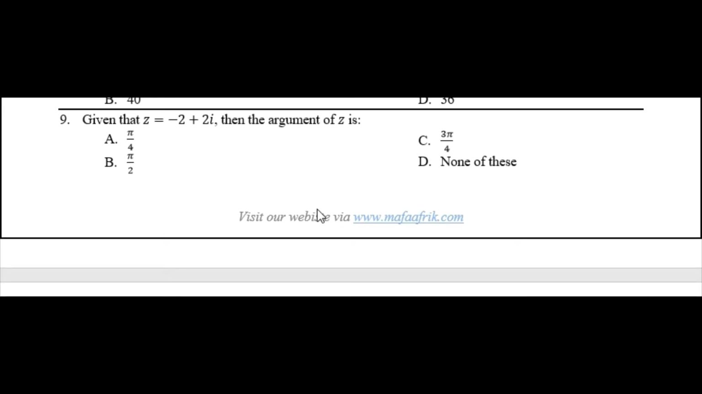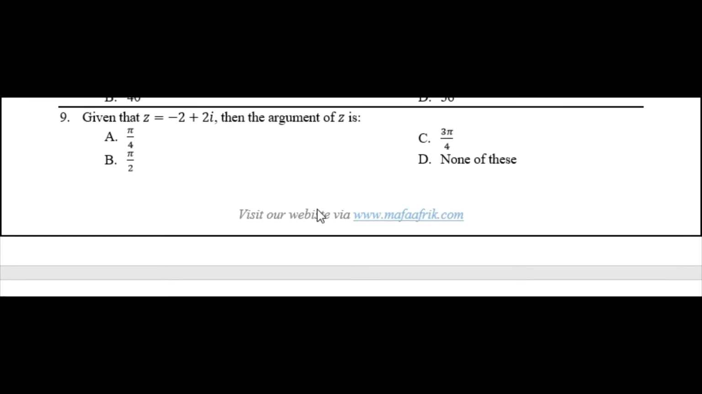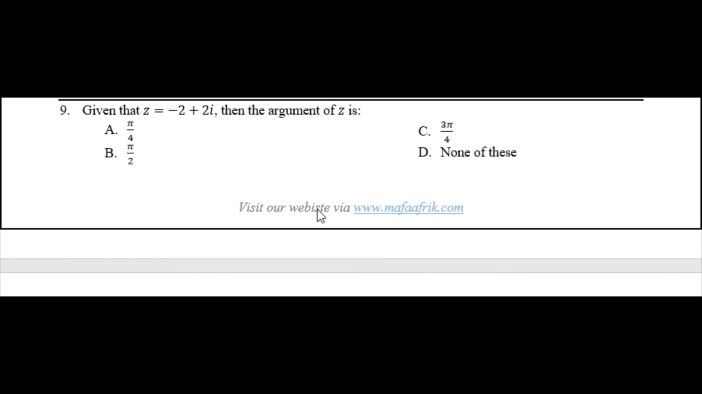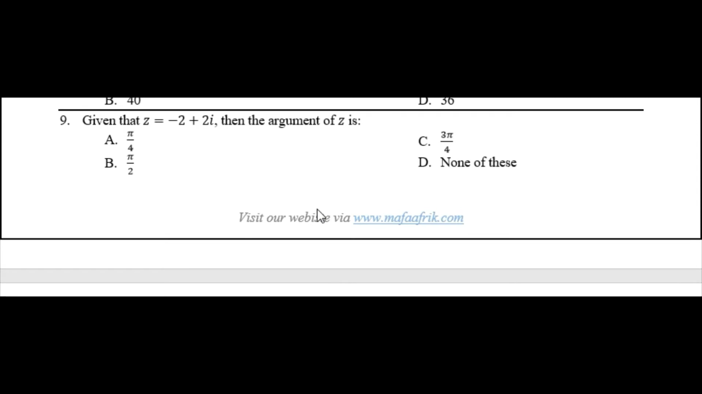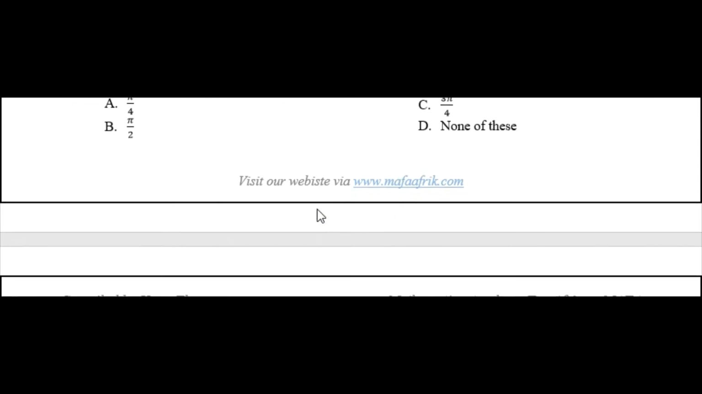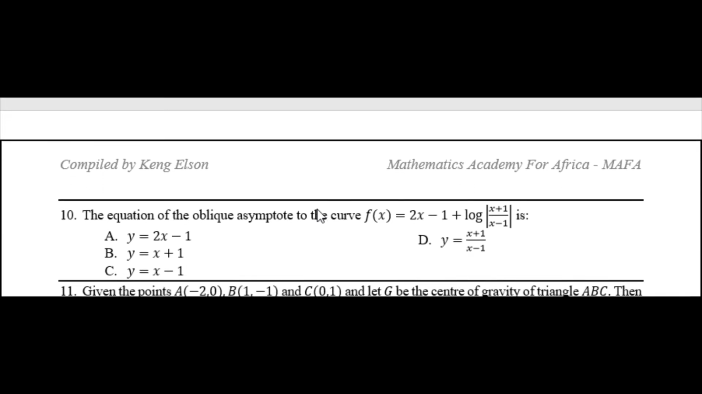Remember, the argument of the complex number just represents the angle that the complex number makes to the positive x-axis. So to find the argument, you first of all start by plotting the complex number. You identify the quadrant before you start finding the argument. Alright, so let's move on to question 10.